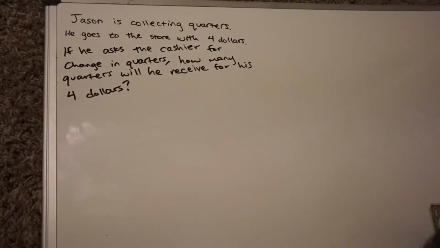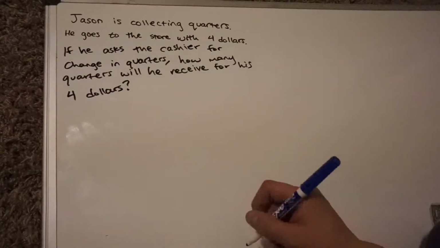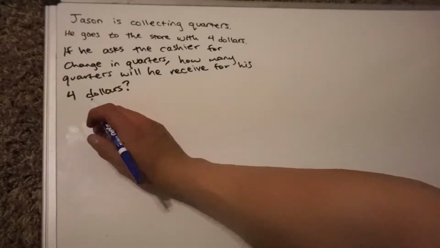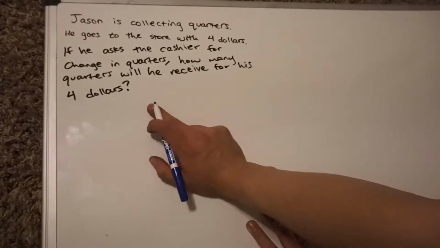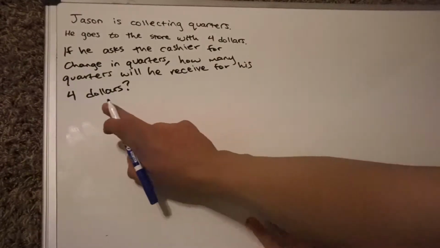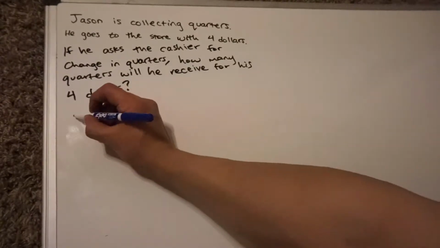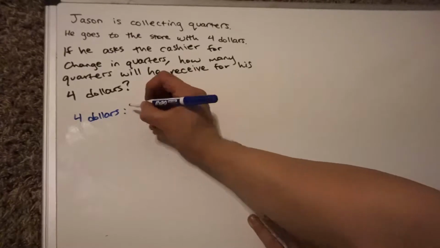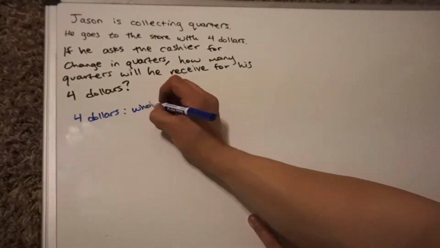So as a first step when dealing with a word problem, let's go ahead and identify what we know. We do know that he has $4. And because we want to know how many quarters he'll receive for his $4, this hints to the fact that $4 is actually going to be our whole in this problem. So $4 is our whole.